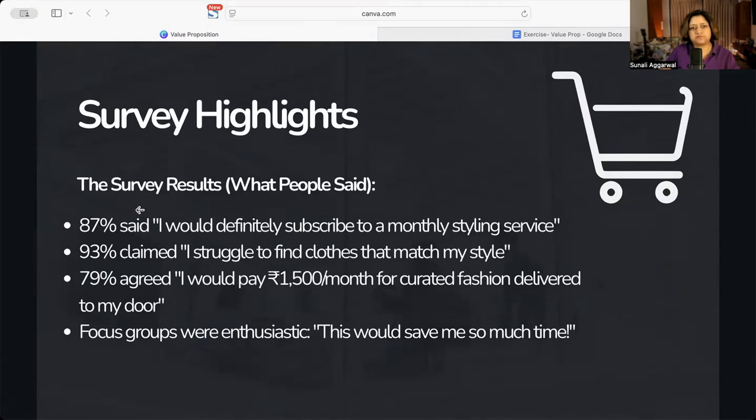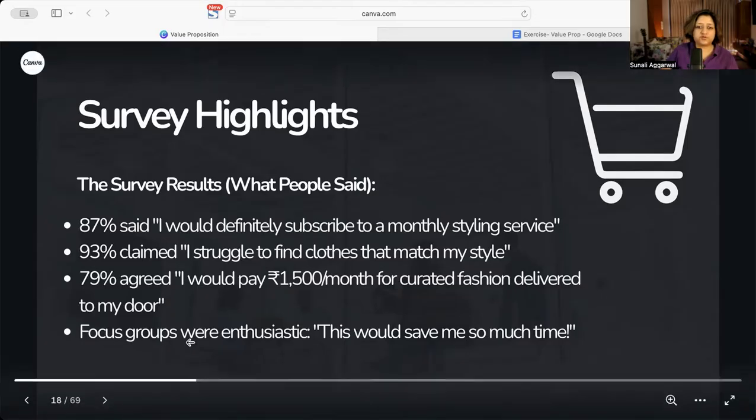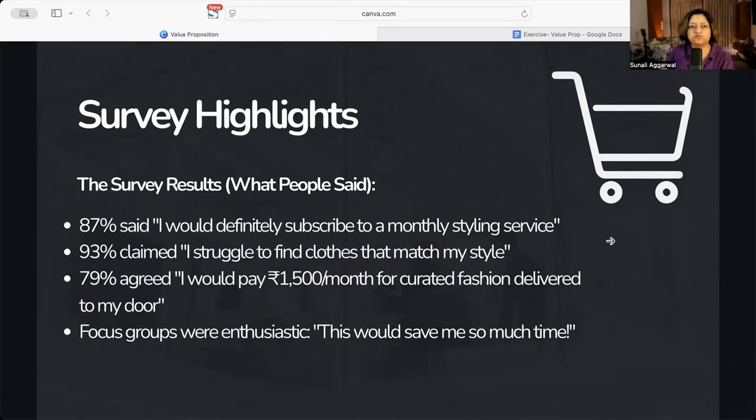So the survey results: 87% said, "I would definitely subscribe to a monthly styling service." 93% claimed, "I struggle to find clothes that match my style." 79% agreed, "I would pay 1500 rupees per month for curated fashion delivered to my door." I find this very hard to believe. Focus groups were enthusiastic: "This would save me so much time." So these were the highlights from the survey that they conducted with over 3 lakh people, I think.